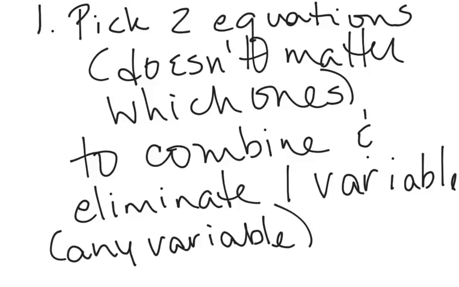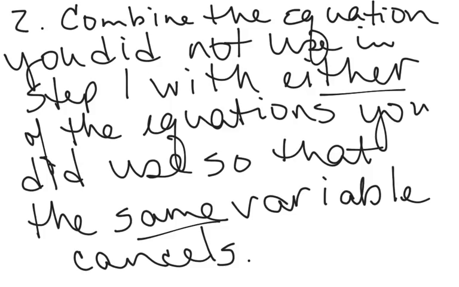So you take those 2 equations, you write them down in box 1A, you draw a line and combine. You have a new equation. Then you combine the equation that you did not use in step 1 with either of the equations that you did use. Okay, we're going back to the 3 original ones. The one you didn't use, and then either of the others.